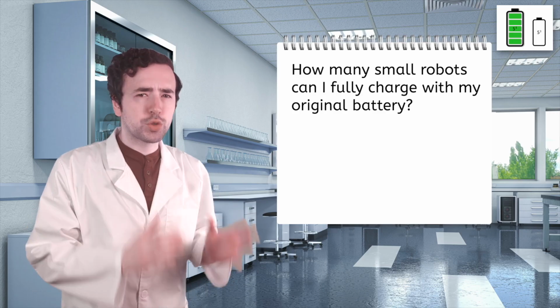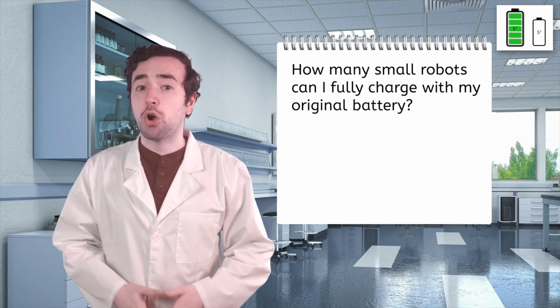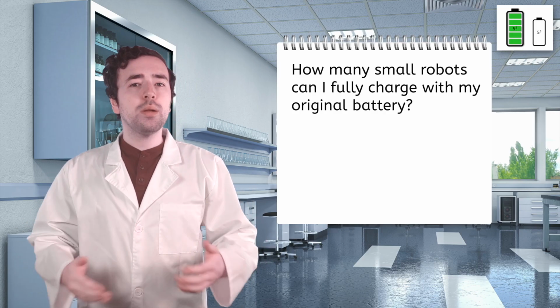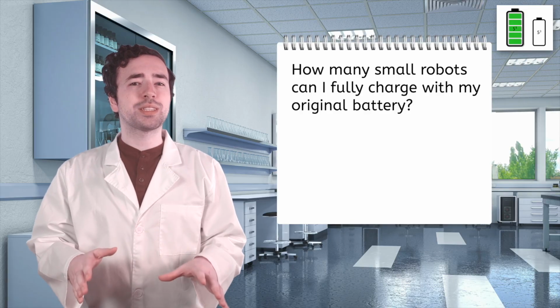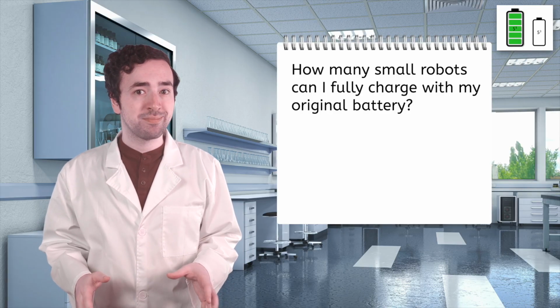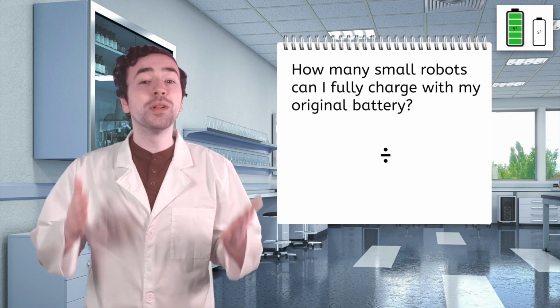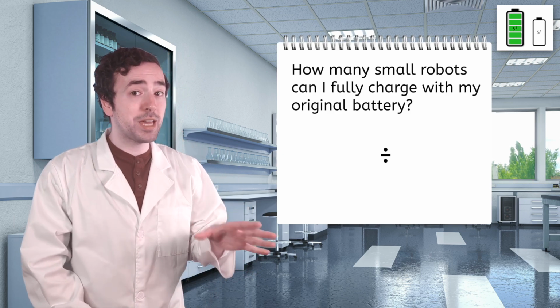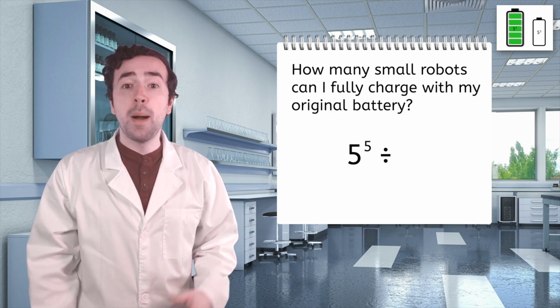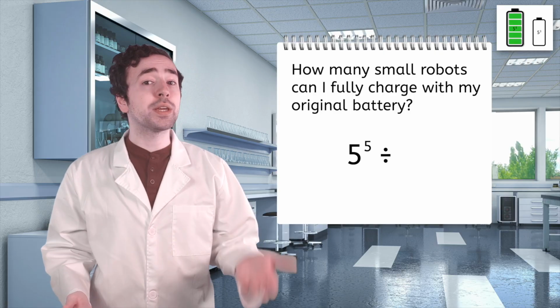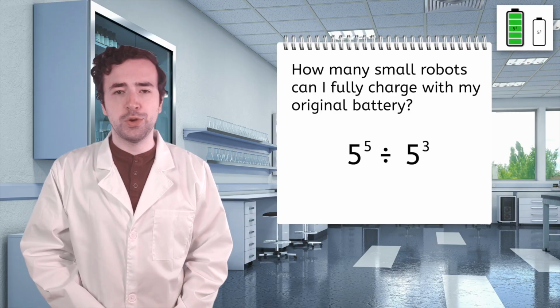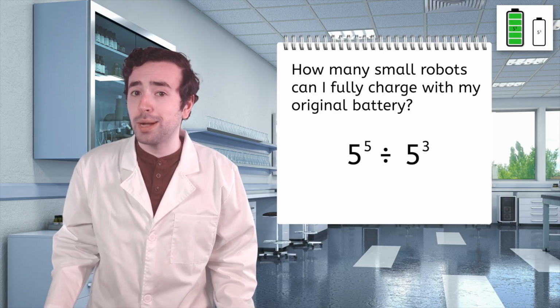To charge the small robots, we'll need to split up the charge of the big battery. What math operation do we use to split something into equal groups? Yeah, division. We'll divide the energy units in the big battery, 5 to the 5th power, by the number of energy units needed for each small battery, 5 cubed. That'll tell us how many small robots we can charge.